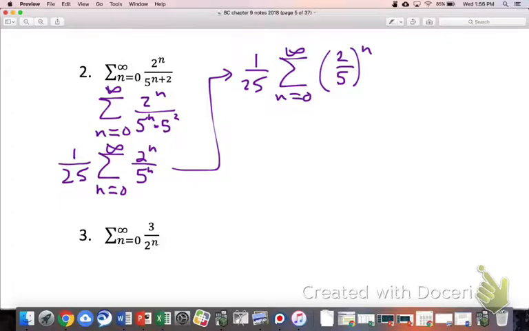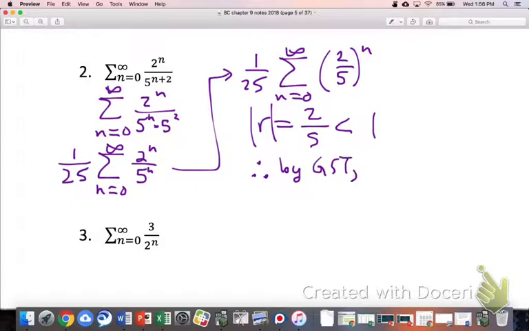Yeah. Okay, so R is equal to 2/5. And if we're going to figure out the full sum, the 1/25 is important for sure. But since we're only looking for convergence or divergence, it's not that important. We'd say R is equal to 2/5, and that means the absolute value of R is equal to 2/5. That is less than 1. The absolute value of that is less than 1. Therefore, by the GST, the series converges.